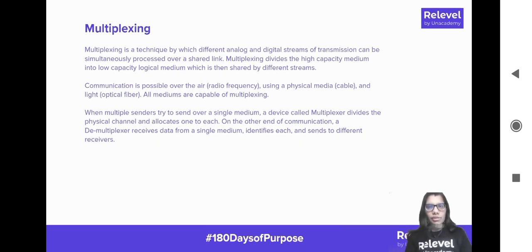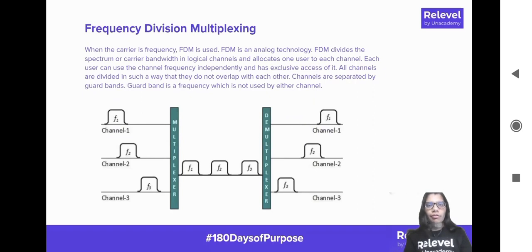First is frequency division multiplexing. Here you can see three users sending three different frequencies. The multiplexer sends all of them together in the channel, and then the demultiplexer identifies and separates them to send to the corresponding receivers.